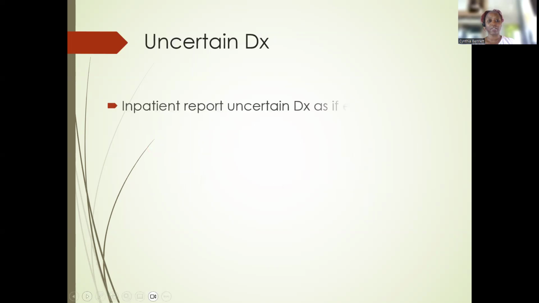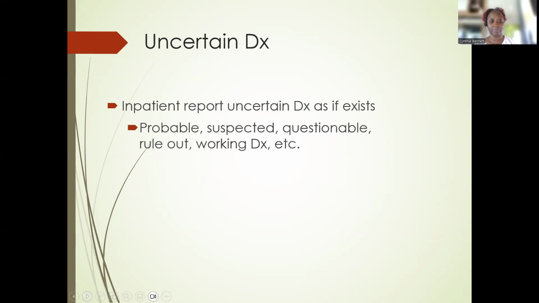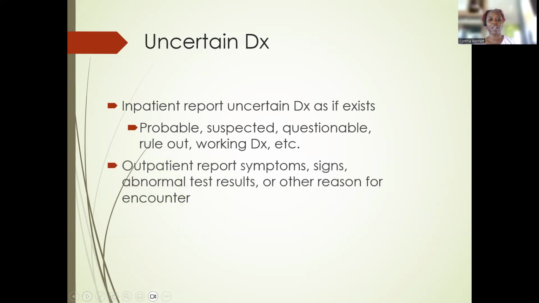For an uncertain diagnosis, if it is inpatient, report the uncertain diagnosis as if it exists. So that is the one key difference between inpatient and outpatient. In this case, for inpatient, we're going to report that uncertain diagnosis as if it already exists. So probable, suspected, questionable, rule out, working diagnosis, etc. These will all fall under that uncertain diagnosis.